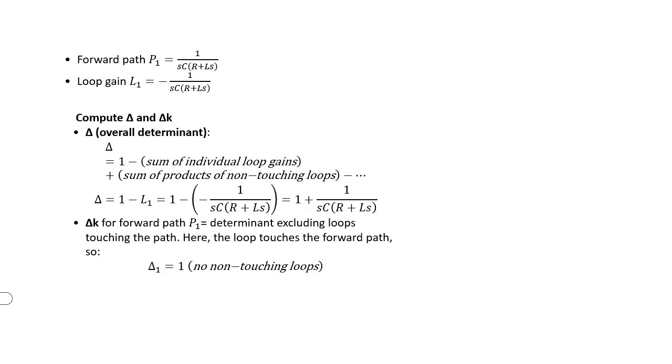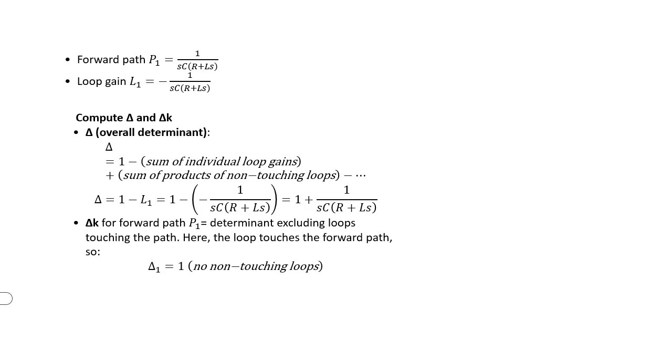Now calculate delta. Delta equals 1 minus the sum of loop gains. Since there is only one loop, delta equals 1 minus L1. So delta becomes 1 plus 1 over R plus SL times SC. There are no non-touching loops. Next, delta 1 is equal to 1 because the loop touches the path P1.